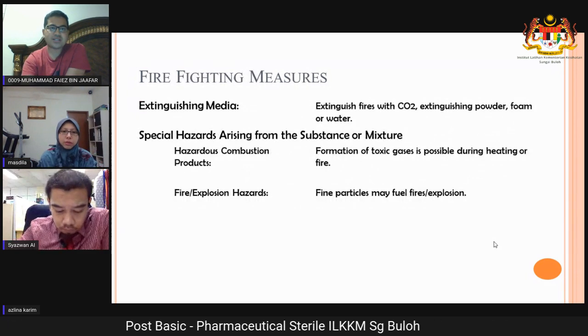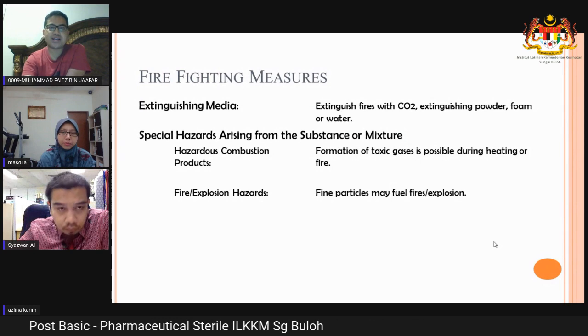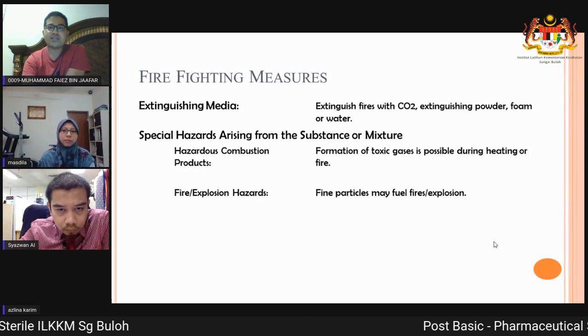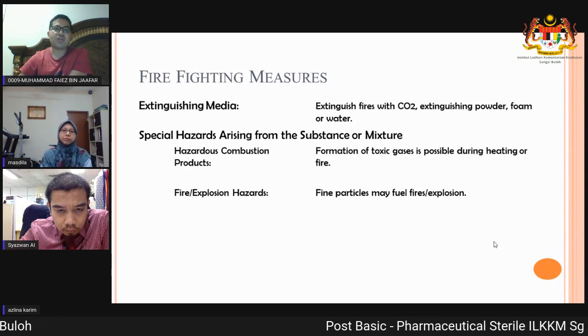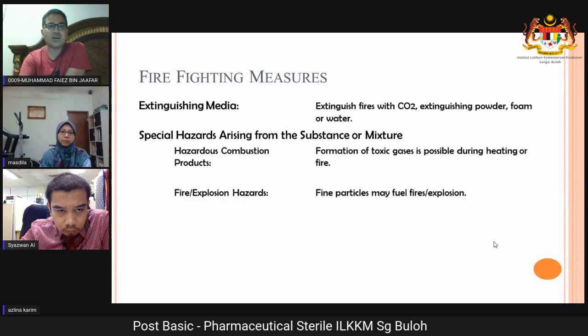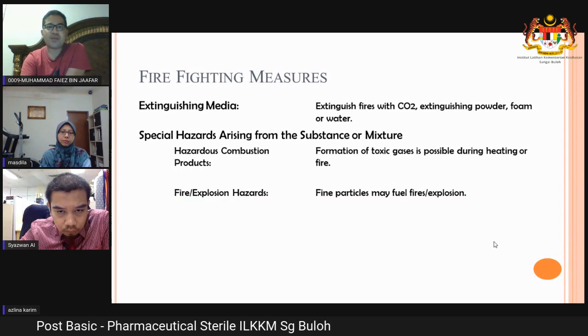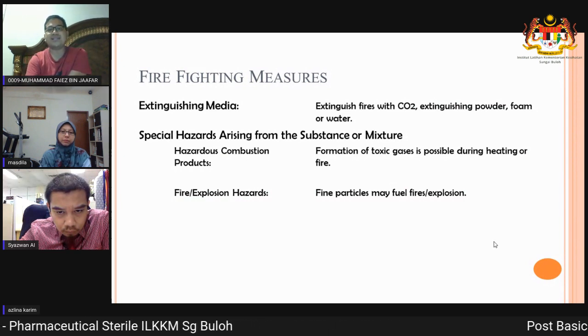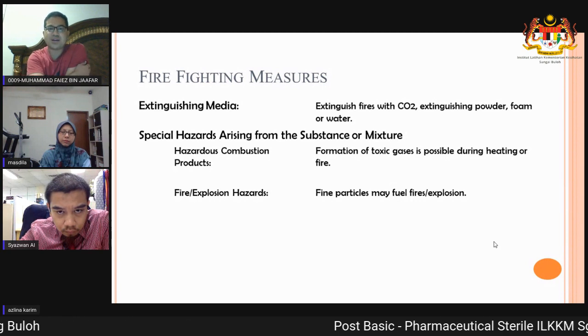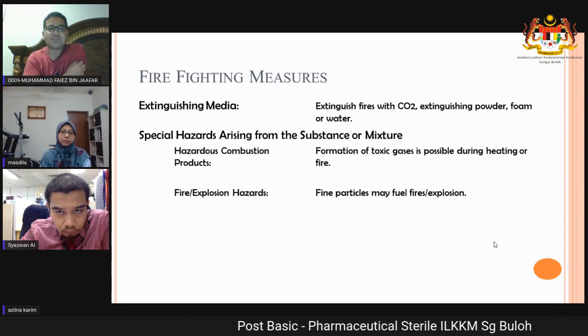Firefighting measure, extinguishing media: we can extinguish fire with carbon dioxide or extinguisher powder, foam or water. So special hazard arising from the substance or mixture, hazardous combustion product formation: it will form a toxic gas if exposed to heat or fire.